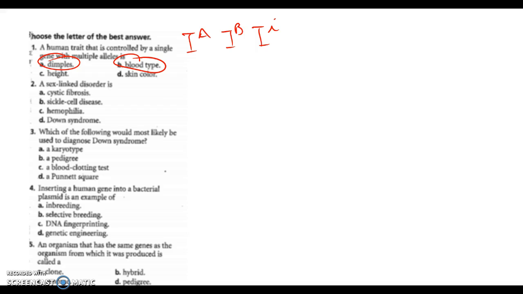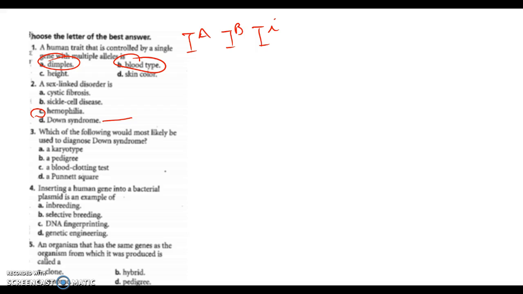a sex-linked disorder is hemophilia. Now, Down syndrome is an extra chromosome, right? An extra copy of the chromosome 21. Sickle cell is a codominant allele, set of alleles, and cystic fibrosis is a recessive allele that's not sex-linked.